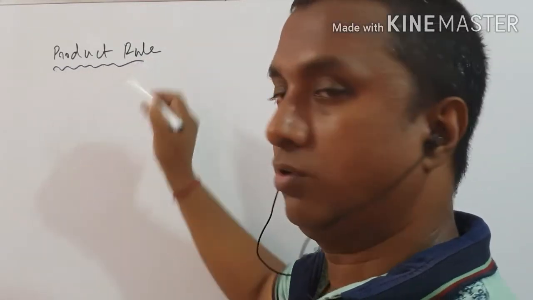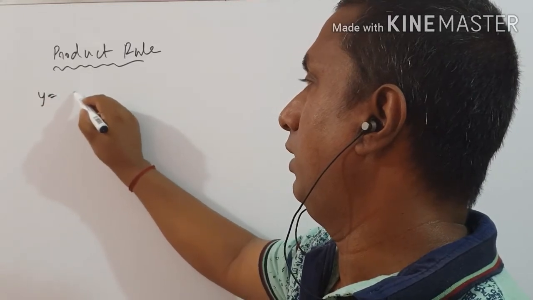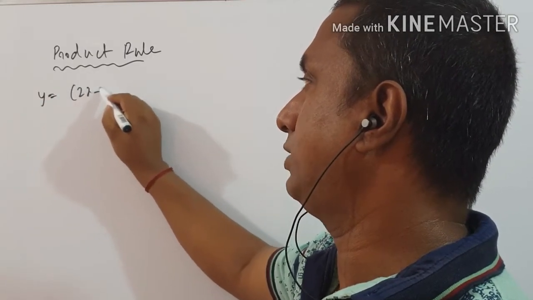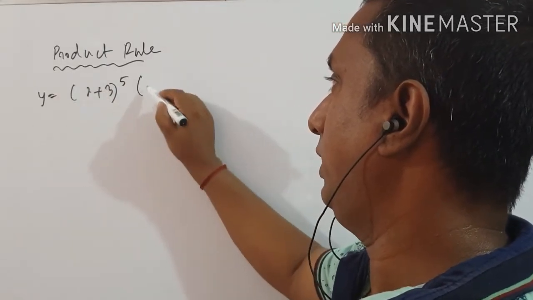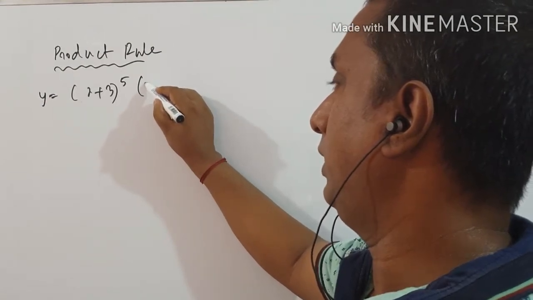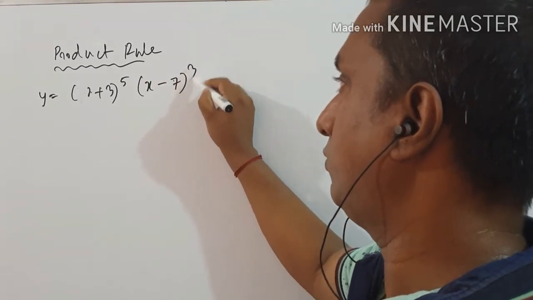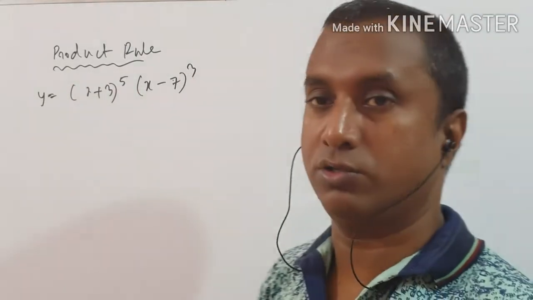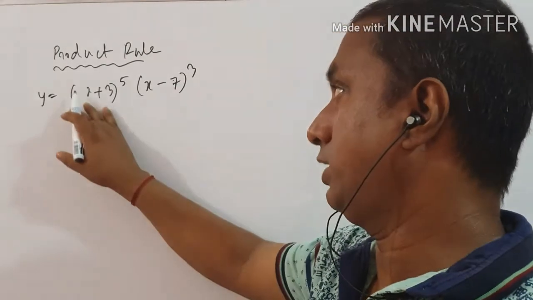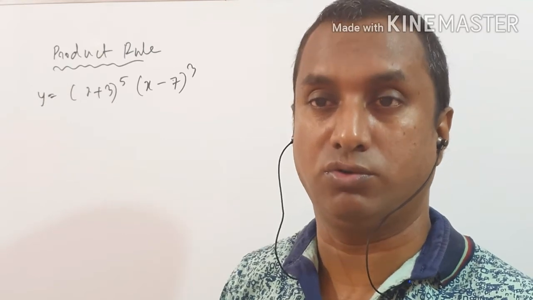Product rule. When can we apply this product rule? Suppose y equals (2x + 3) to the power 5, then (x - 7) whole to the power 3. Now see, this is in terms of x, this expression is also in terms of x. If we expand it and multiply it, it's a big calculation, quite challenging for us to do.